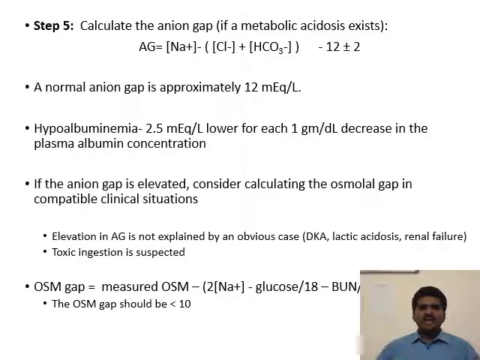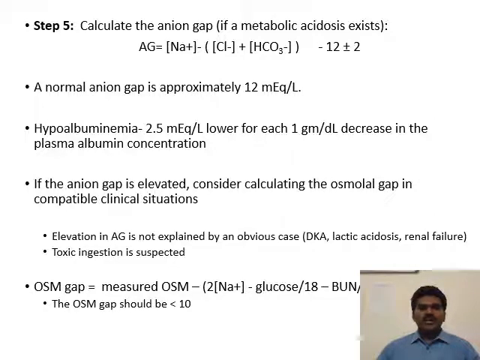Step 5 is calculation of the anion gap. If a metabolic acidosis exists, you need to calculate the anion gap. A normal anion gap is approximately 12 milliequivalents per liter. If there is hypoalbuminemia, because albumin is the most important protein buffer system, there will be alteration in the anion gap.